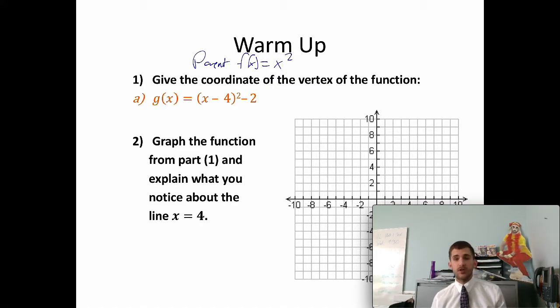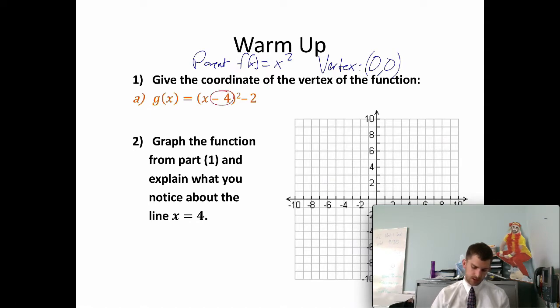The vertex of a graph is kind of like where it bottoms out or it reaches the top. Now, typically, the bottom part of the x squared graph would be at the coordinate 0, 0. So using what we know about transformations, let's see if we can think about what happened to the vertex when it looks like x minus 4 squared minus 2. The minus 4 is a shift to the right by 4.